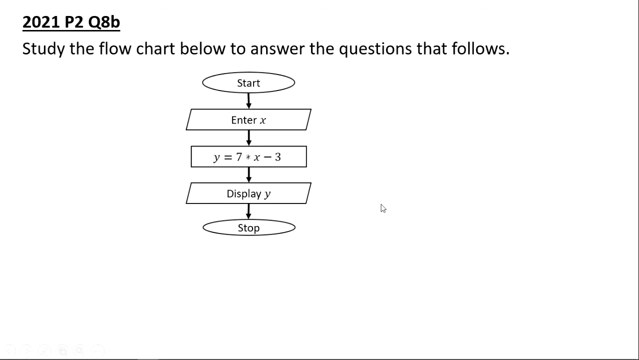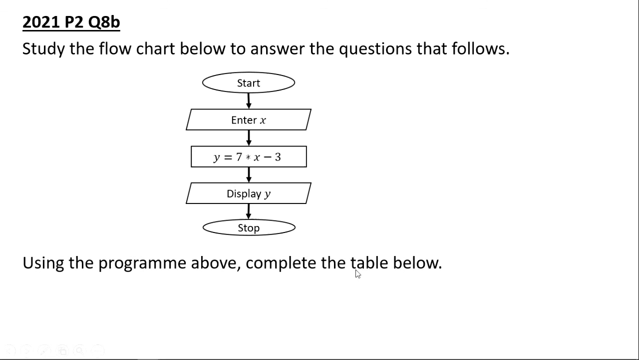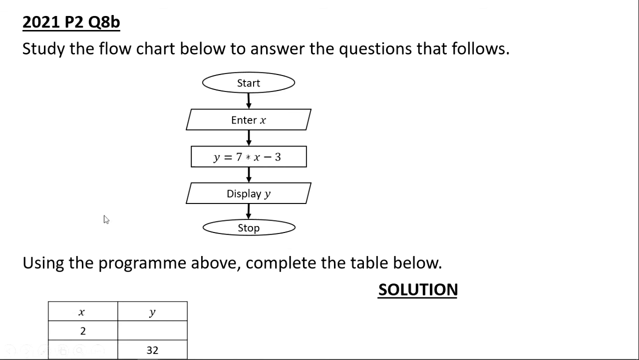2021. Study the flowchart below to answer the questions that follow. Using the program above, complete the table below. So we have start, enter X, Y is equal to 7 times X minus 3, display Y, and stop. So our table is that one. The question is saying, study the flowchart below to answer the question. Using the program above, complete this table.